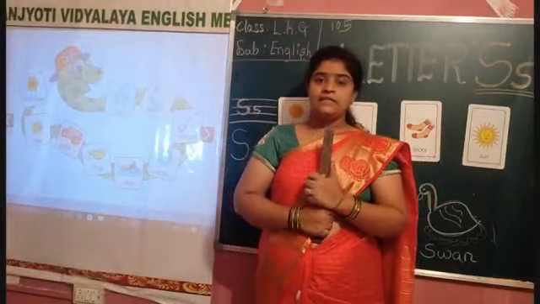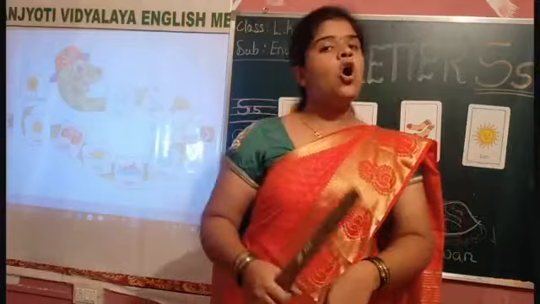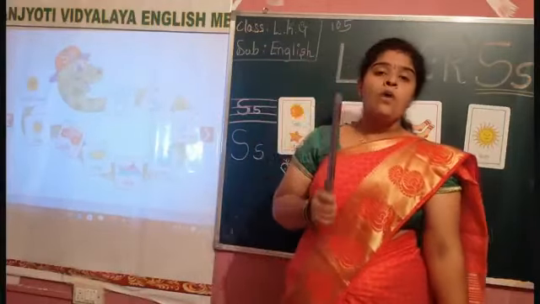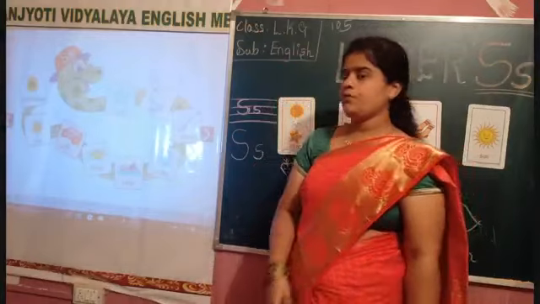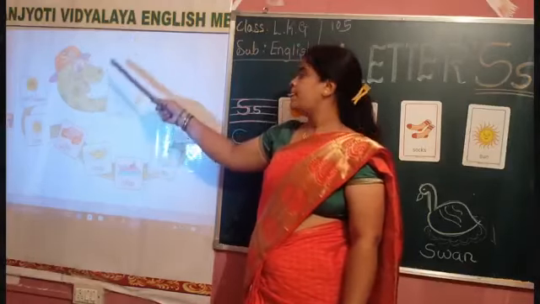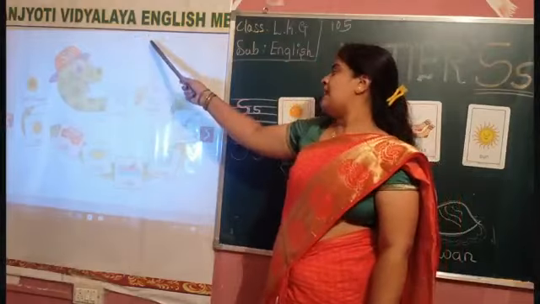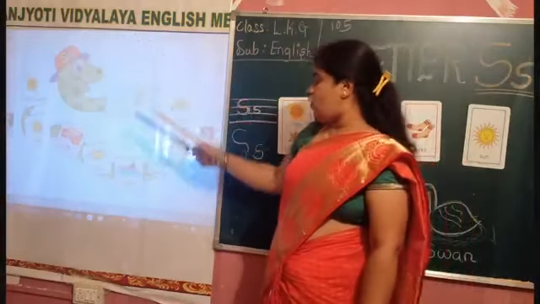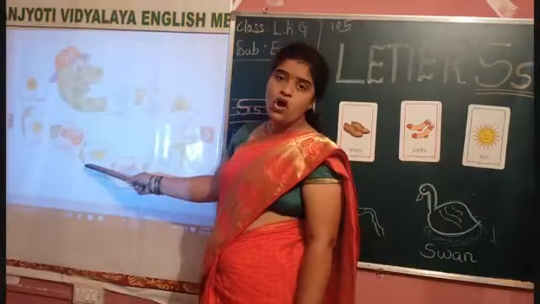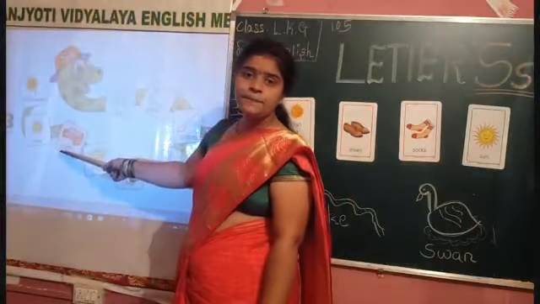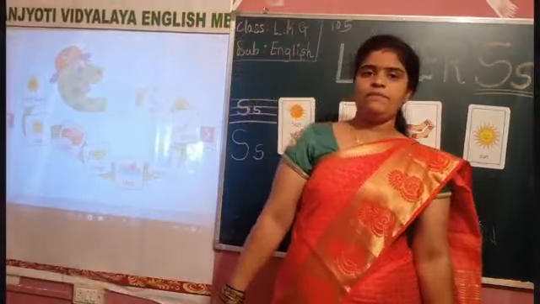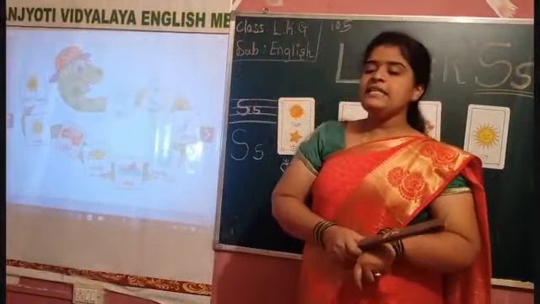Children, read these pictures at your home five times, ten times. Once again, I repeat these pictures, children. You have to listen and observe. S for star. S for snake. S for swan. S for spoon. S for socks. S for sheep. S for soap. S for sofa. S for sun. S for sunflower. Okay? Children, all of you turn the page.